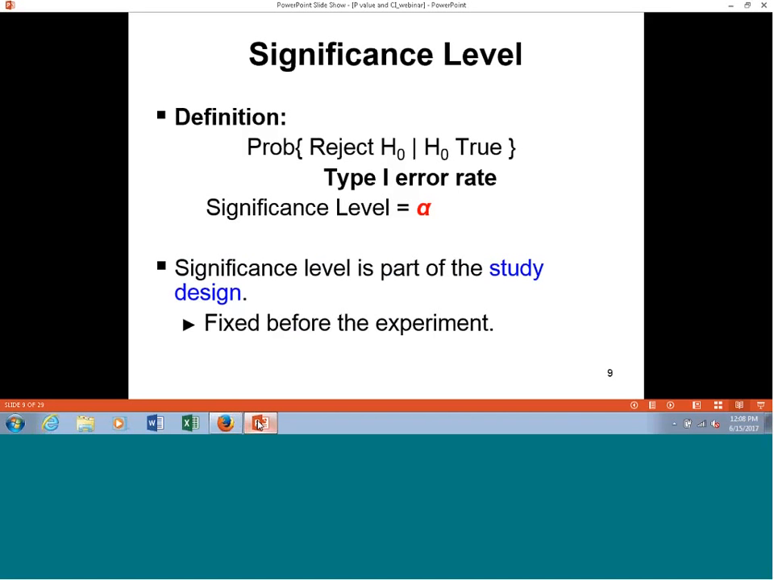Do not confuse p-value cutoff or significance value with the p-value itself. Significance level is defined as the probability of rejecting the null hypothesis when the null is true. It is the same as the type 1 error. Significance level or p-value cutoff is pre-specified and fixed before the experiment. Thus, it is part of the study design. It does not change with the data, whereas p-value is computed from the observed data.